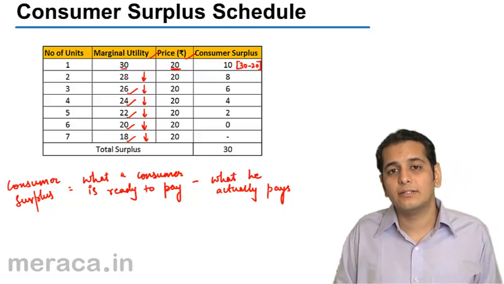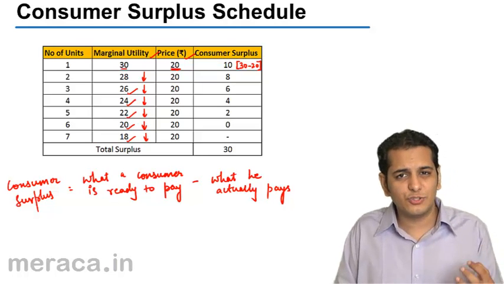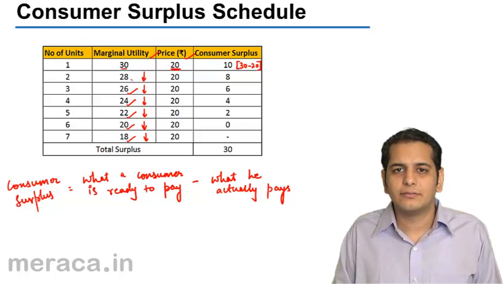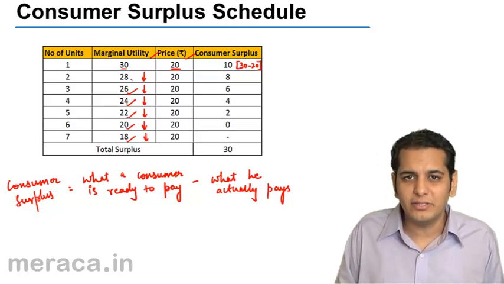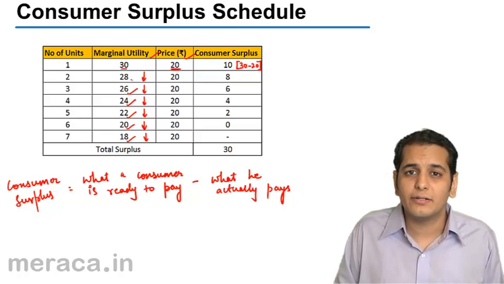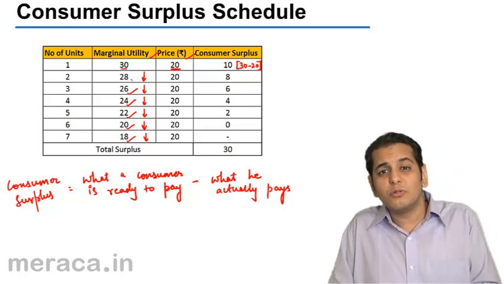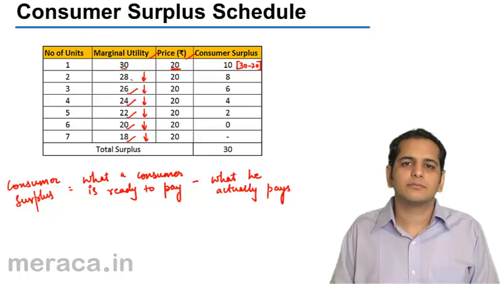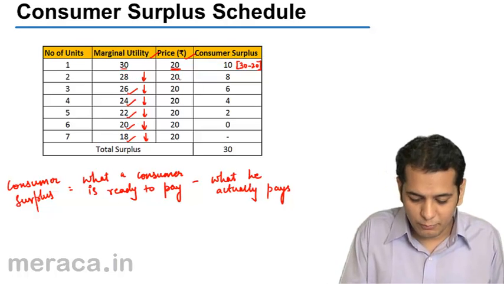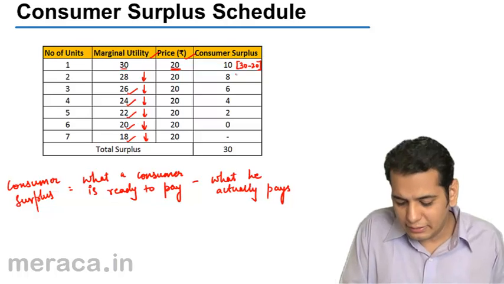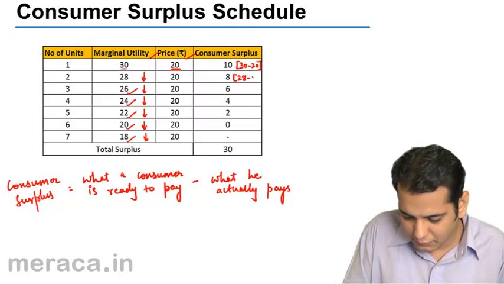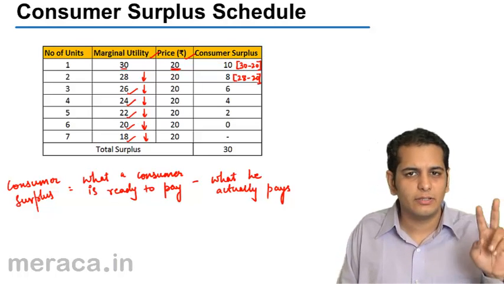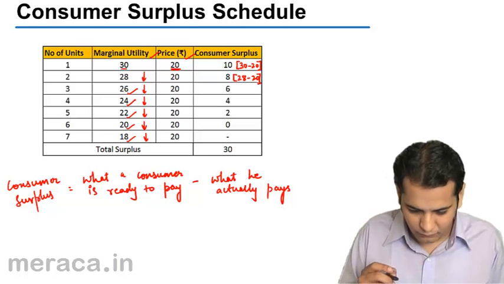What is the situation at consumption of the second unit? When he consumes the second unit, he derives a utility of 28. A utility of 28 means a utility of 28 rupees. So the consumer would be ready to pay 28 rupees for the second unit of the product. However, he actually pays only 20 rupees. So the consumer surplus at the second level would be 8 rupees, or 8.